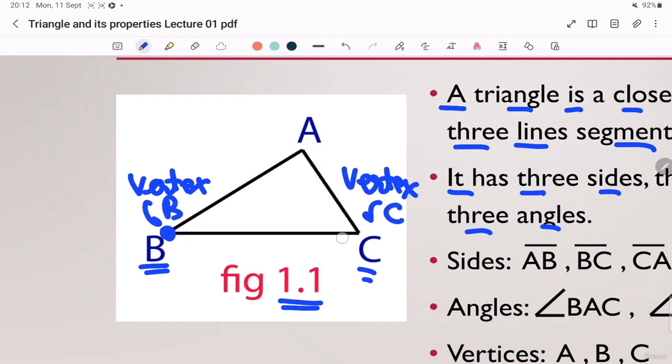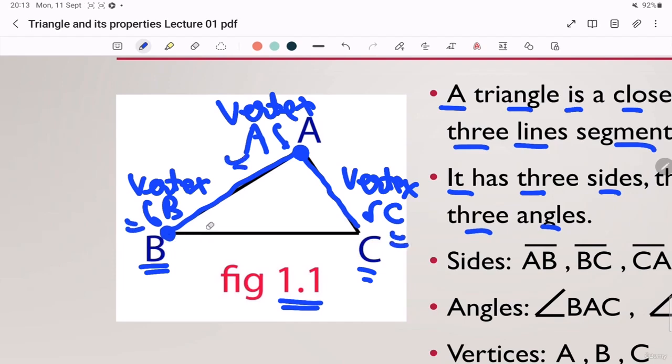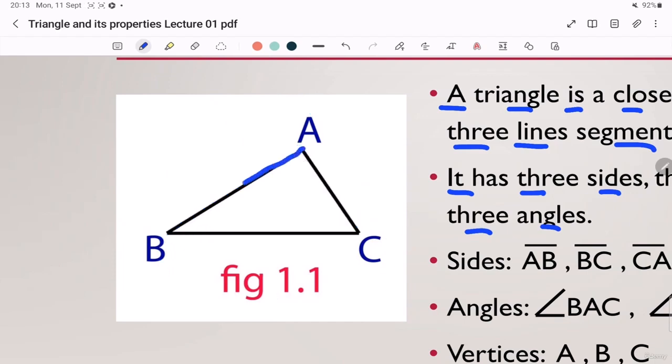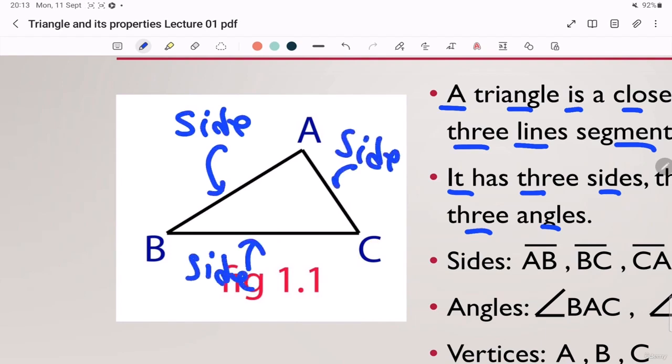This is vertex B. This is a line segment and this is also a line segment. Both are meeting at this point. So this is a vertex and it is vertex A because we have named this vertex as A. So this triangle has three vertices, vertex A, vertex B, and vertex C. This is AB line segment, this is BC line segment, and this is CA line segment. These line segments are also called sides. So this triangle has three sides. Triangles always have three sides.